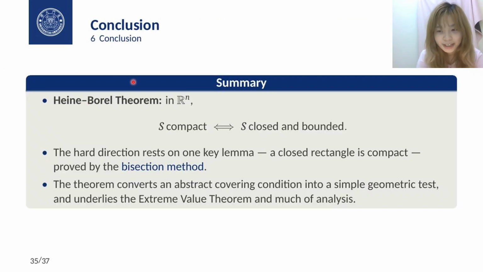So to sum up, the Heine-Borel theorem tells us that in R^n, compactness means the same thing as closed and bounded. And the hard direction relies on one key lemma, which is that a closed rectangle is compact. We use a beautiful bisection method. We keep halving and trap a point, then show that only one open set can swallow everything, which leads to a contradiction. And this theorem underlies the extreme value theorem and much of analysis.